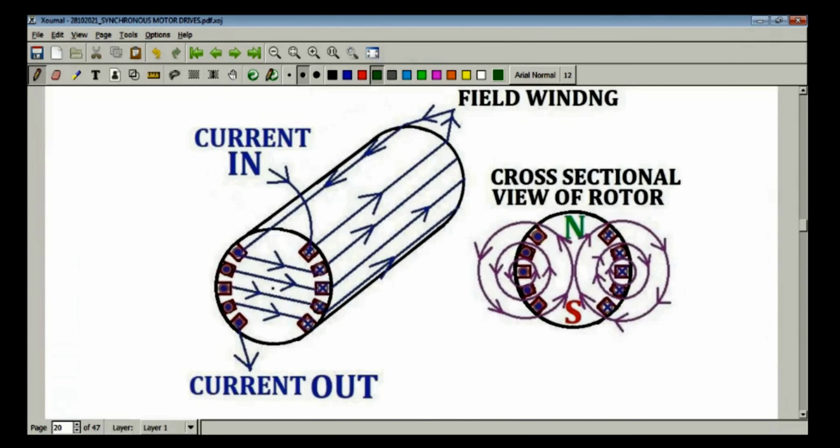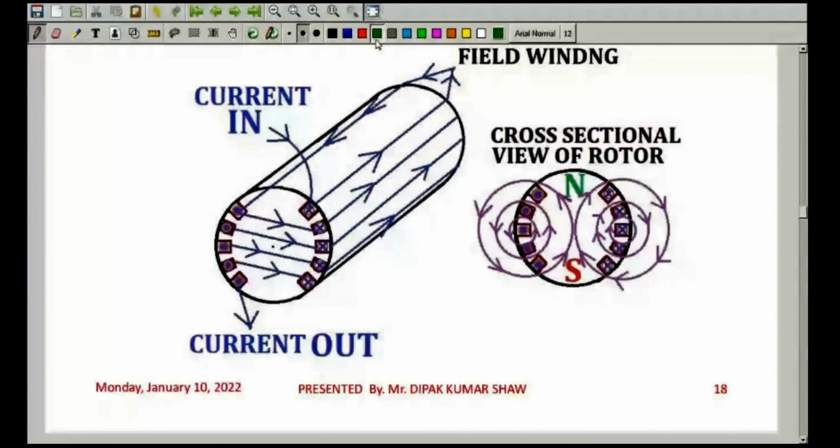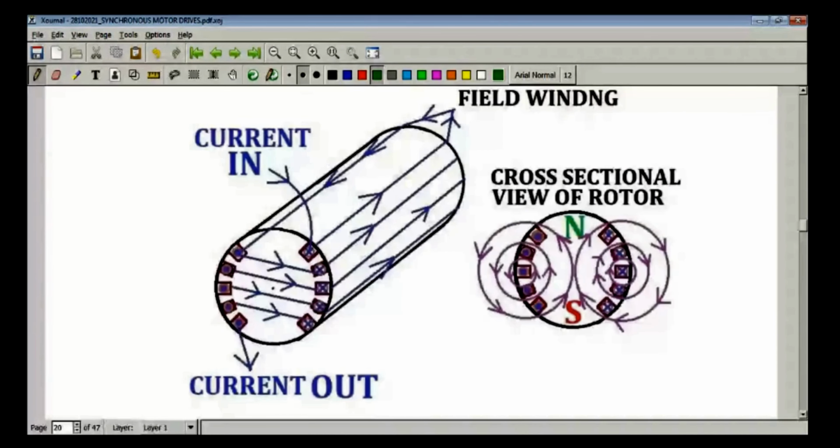Now let me show you this particular diagram. You can see here that I have shown a schematic representation of field winding which is placed on the cylindrical rotor of a synchronous machine. So what is it I want you to notice? Let me tell you what it is I want you to notice.